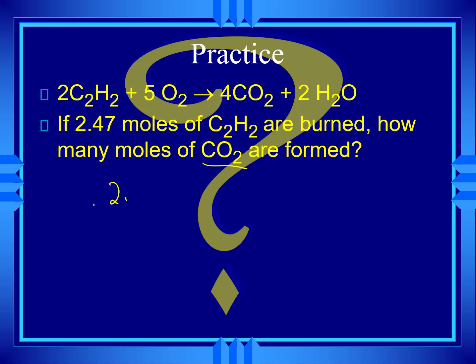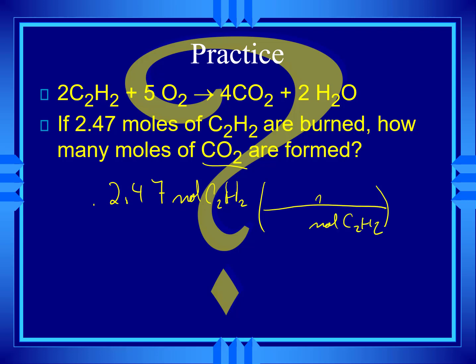So if 2.47 moles of C2H2 are burned, I want to get rid of moles of C2H2 and change that into moles of what they asked for, CO2. The number in front of C2H2 is 2. The number in front of CO2 is a 4. I push those buttons in my calculator because the moles of C2H2 have canceled out. I'm left with moles of CO2, which is what they asked for. And 2.47 times 4 divided by 2 is 4.94 moles of CO2. So we can go directly from moles to moles.